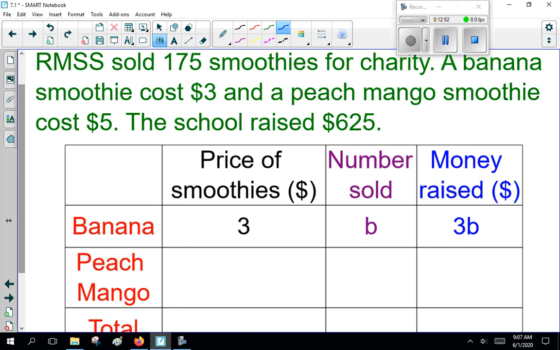And $3 each. So the total is $3 for every banana mango sold, so it'd be 3 times B. So let's do the same thing for peach mangoes. What was the price of a peach mango smoothie? Well, peach mango cost $5. So, how many did we sell? I don't know. I'm going to say peach mango. So, we sold 5P of them.